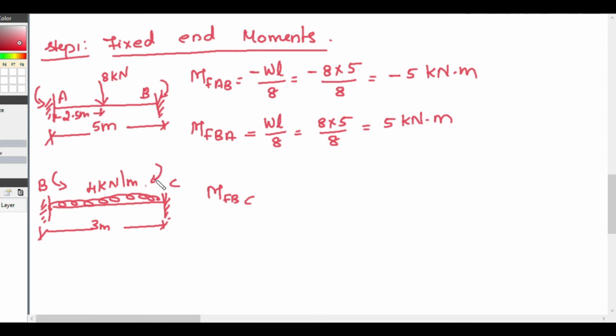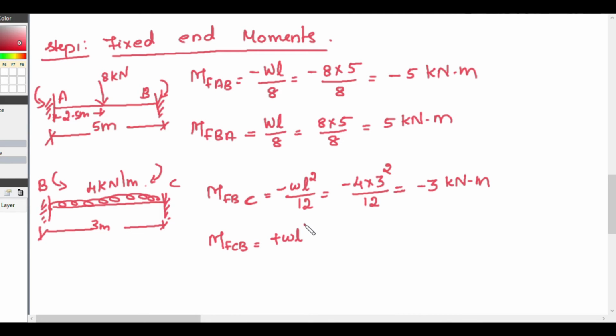So that means our MFBC, at B we have a negative and at C it is positive, anti-clockwise and clockwise. So MFBC will be equal to minus WL square by 12. That is equal to minus 4 into 3 square divided by 12. We get it as minus 3 kilonewton meter. And similarly, MFCB will be equal to plus WL square by 12, that is equal to plus 4 into 3 square divided by 12. So that is equal to plus 3 kilonewton meter.